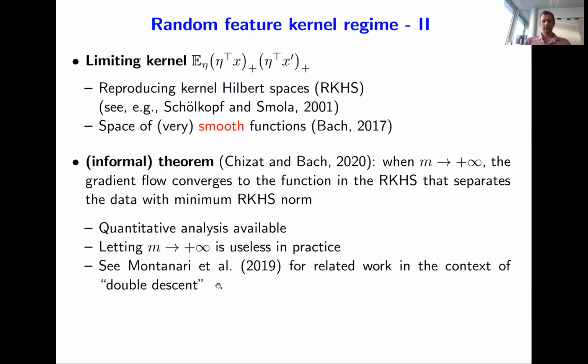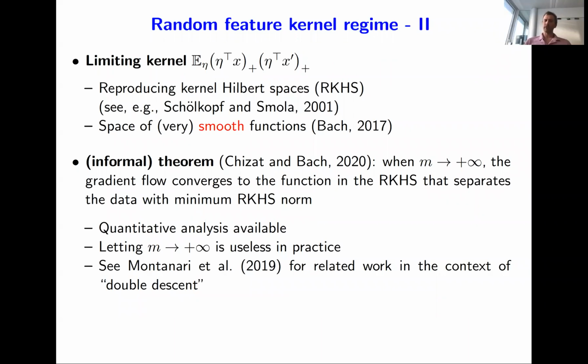And there's also a nice paper by Montanari in the context of double descent. One point which you should really be clear about is that it's a purely theoretical argument. Why? Because as soon as m is bigger than n, you should use a kernel, which will lead to a problem of dimension n, and not keep adding neurons where m goes to infinity. So in practice, you will never do this. It's just a way to analyze what it does when m goes to infinity. So this was the kernel regime.